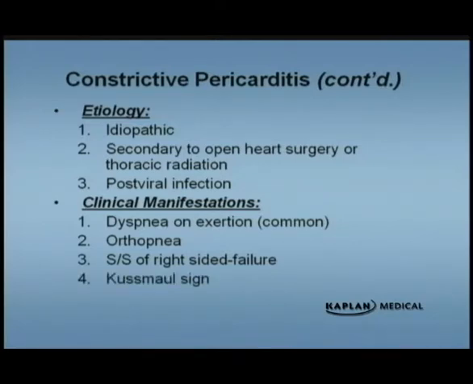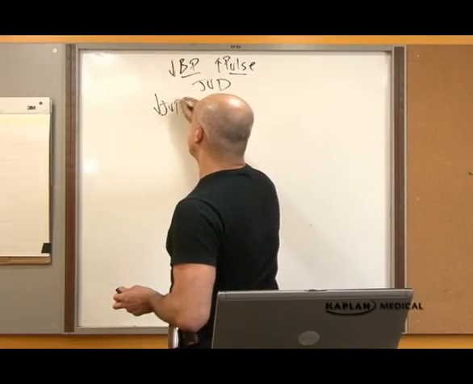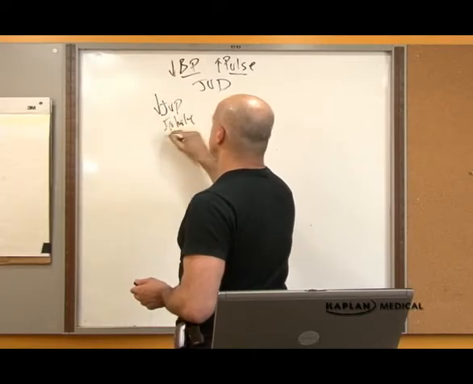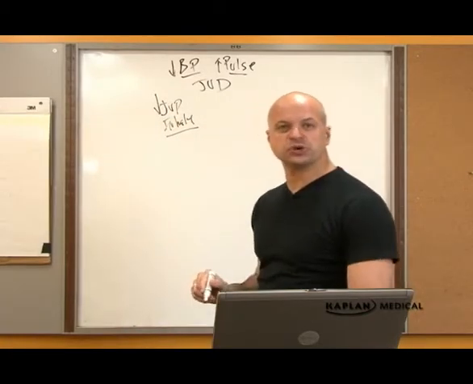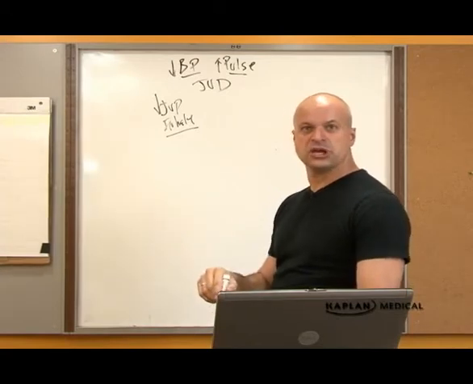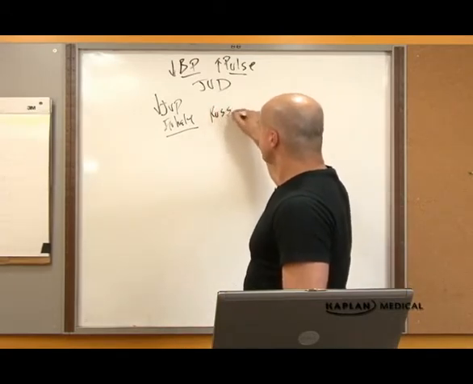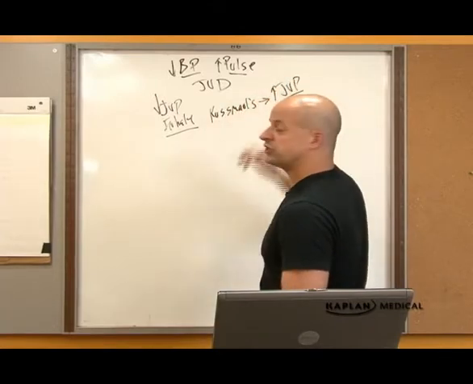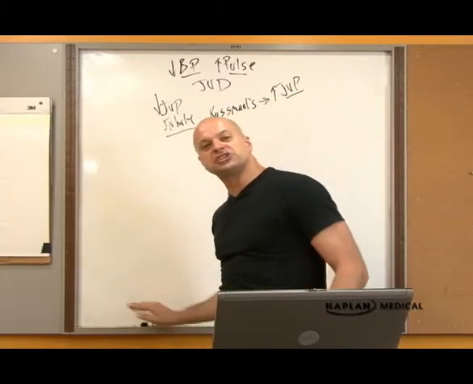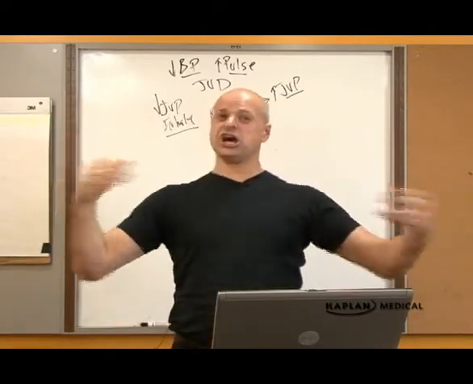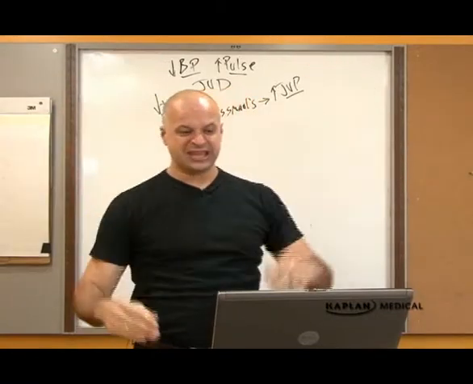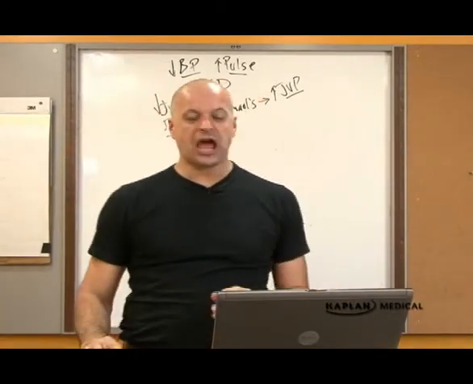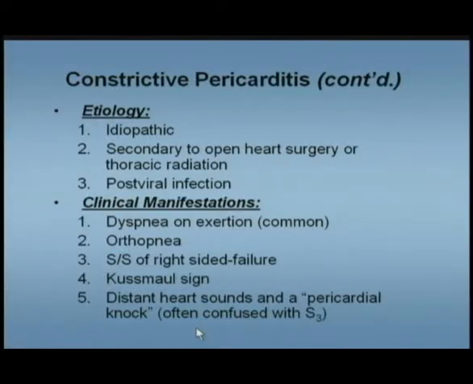Kussmaul's sign. What happens to your neck veins when you inhale? Normally, you should have a decrease in jugular venous pressure when you inhale. So Kussmaul's sign is an increase in jugular venous pressure when you inhale. The blood is coming into the heart. It can't get into the heart. Where's it going to go? Neck veins go up. Now, the heart fills, it can't fill. Knock.